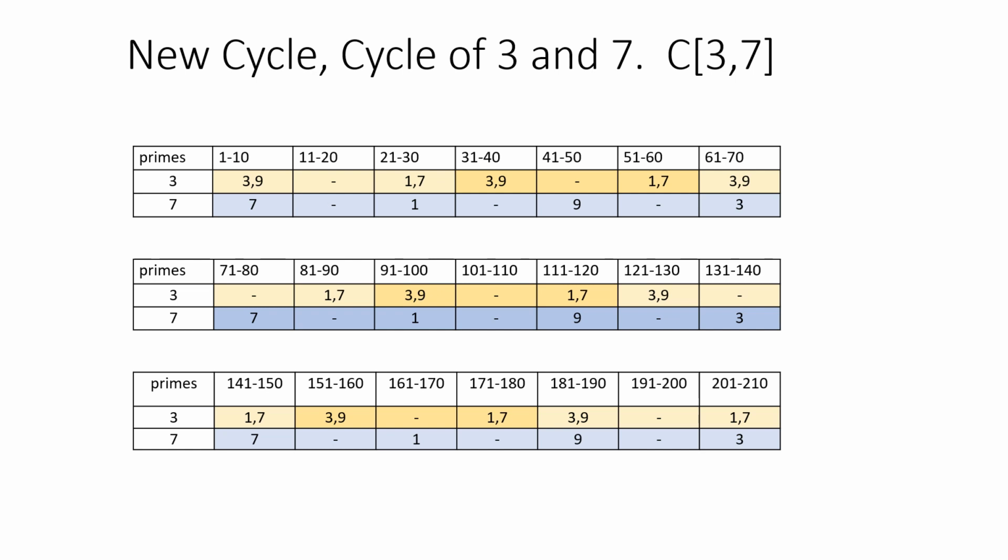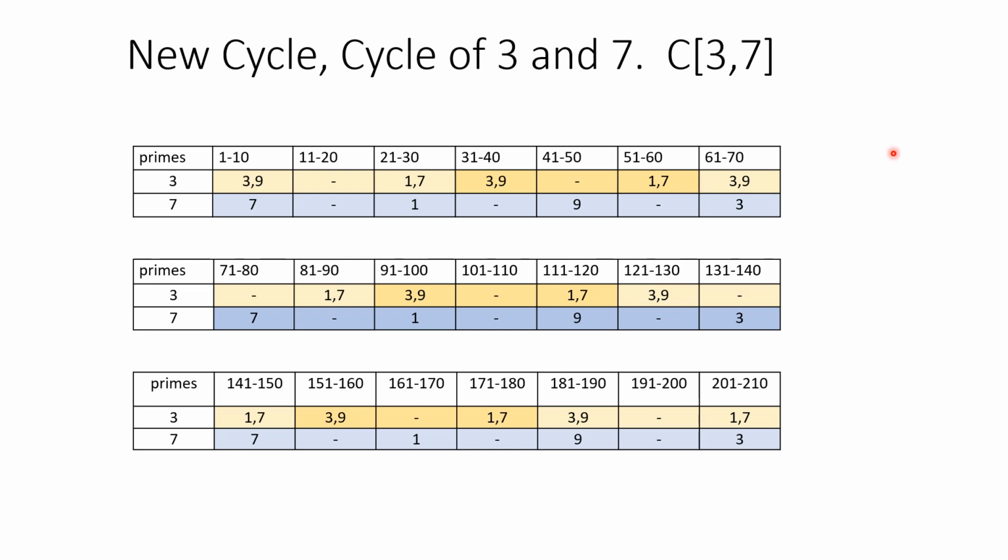Here you have the cycle of 3 and the cycle of 7 together. So now you can calculate prime numbers looking in the same way that we did before. Here, 23 and 29 will be primes because those numbers are not here, right? There is no 3, there is no 9. And here, the 53 and the 59 will be primes.